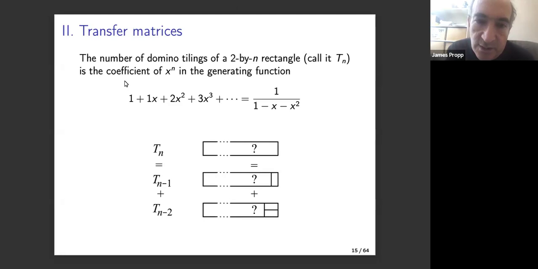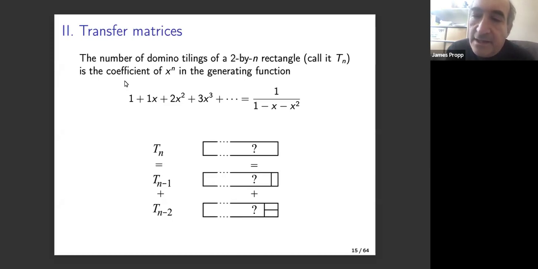recurrence relation. So if you've got a 2 by n rectangle and you want to tile it by dominoes, there are two basic cases for what you see at the far right of the rectangle. Either you see a single vertical domino or you see two horizontal dominoes. Now, in the first case, you basically reduce the problem of counting domino tilings of the 2 by n rectangle to the problem of counting domino tilings of the 2 by n minus 1 rectangle. And you know that there are t sub n minus 1 ways to do that.